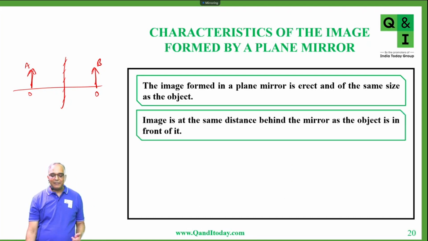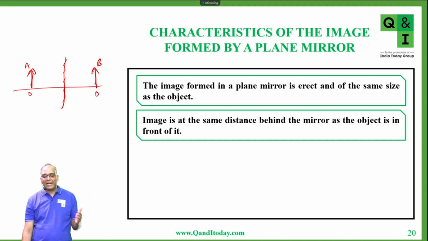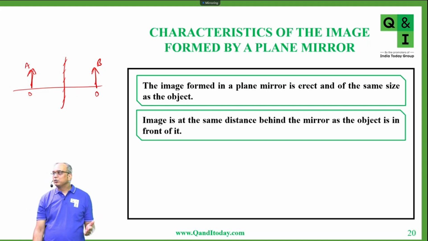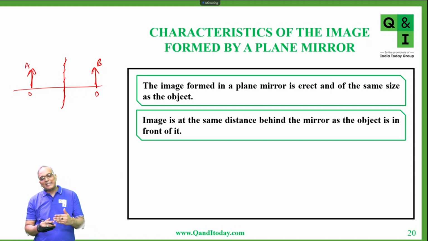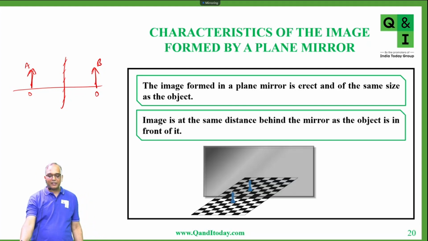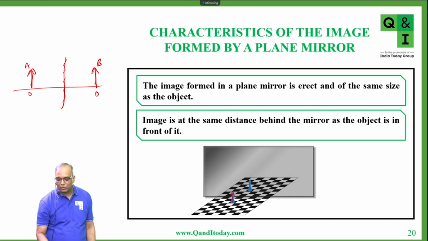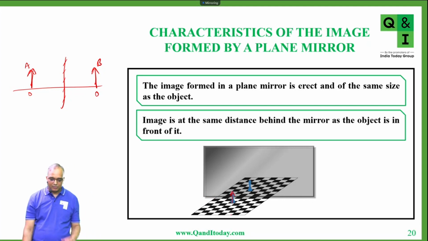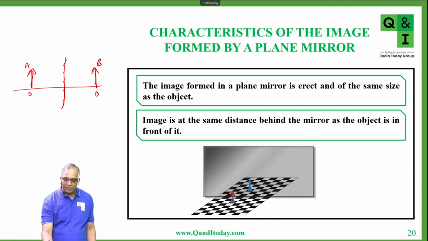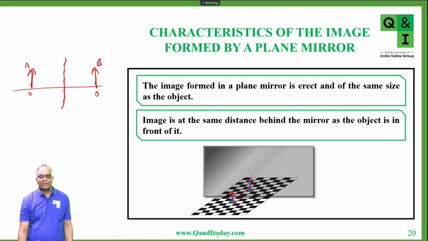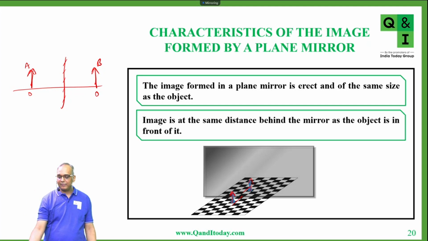The second property is that the image is at the same distance behind the mirror as the object is in front of it. So the distance between the object and the mirror is the same as the distance between the image and the mirror. For example, here you can see one chess piece which is kept here, and in front of that there is a mirror. So the distance between the mirror and the object and the distance between the mirror and the image of that object is the same. Okay.